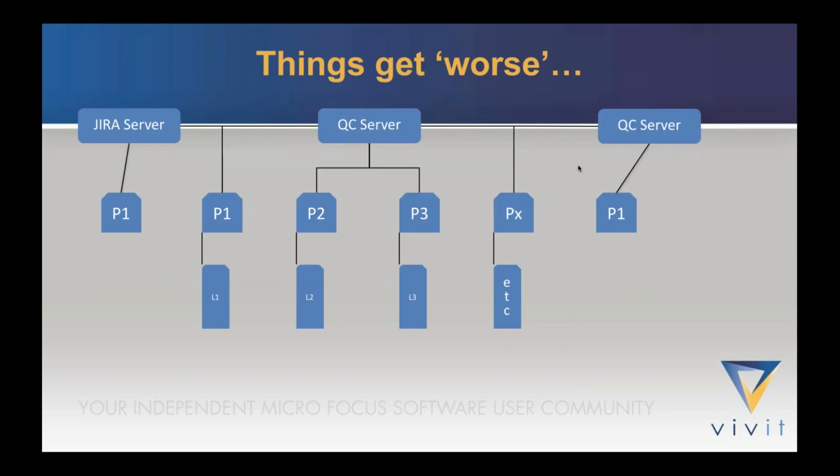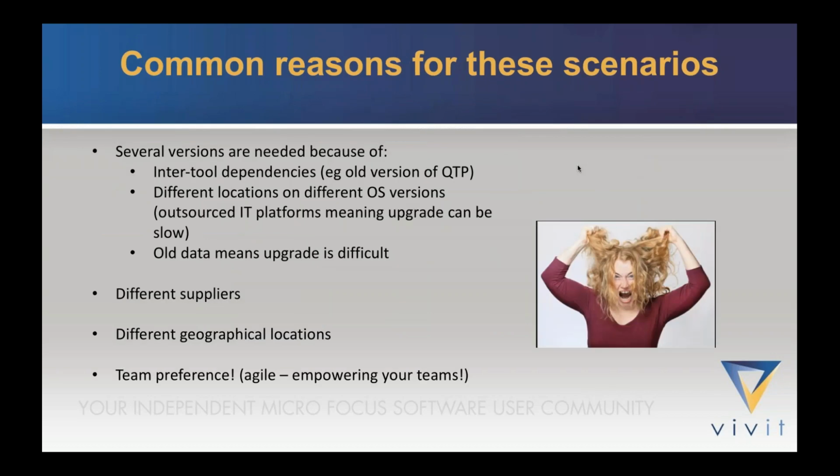And then things got worse. So originally we had one instance, and then what happened was they outsourced to a different company, and they weren't using ALM, they were using JIRA. And also we found that we were now running several instances of QC on different versions. And there were different versions for different reasons. So for example, we had one instance that had to run an old version of Quality Center in order to align with a particular team that had a particular version of QTP, which wouldn't run with a newer version of ALM.